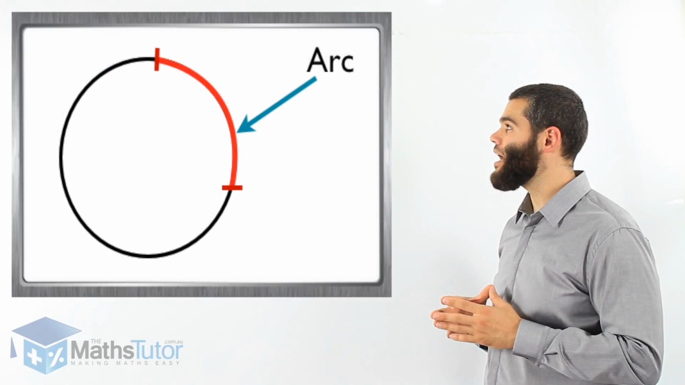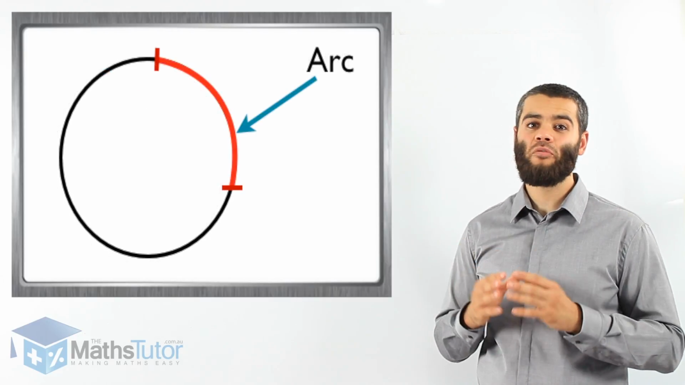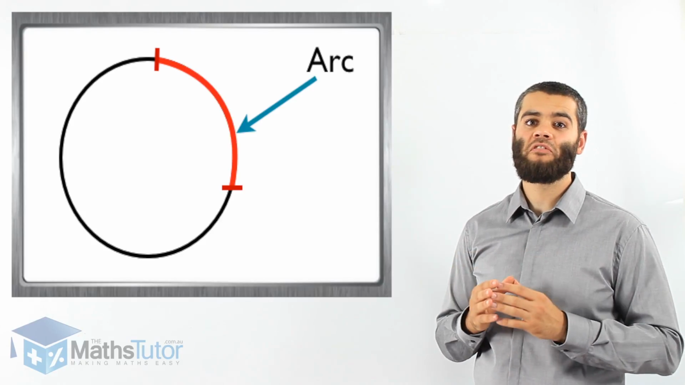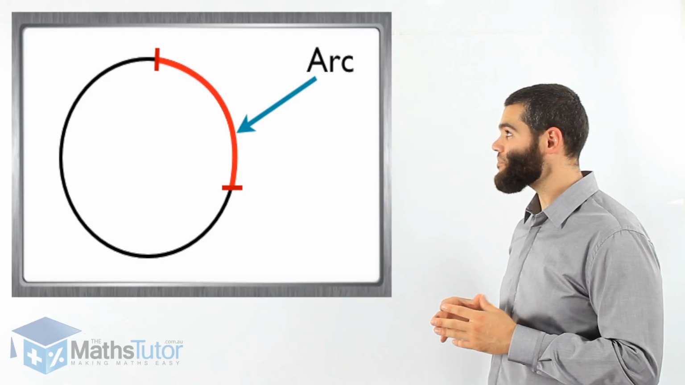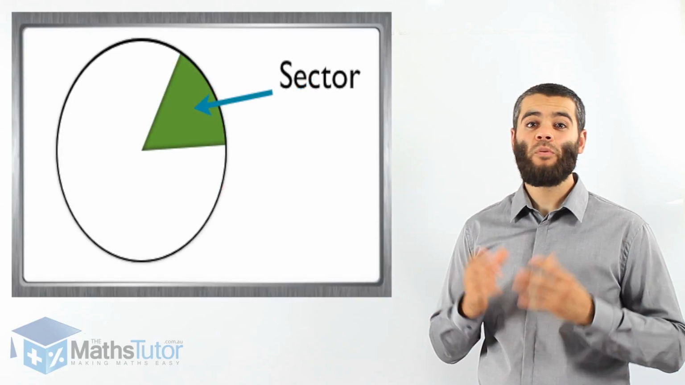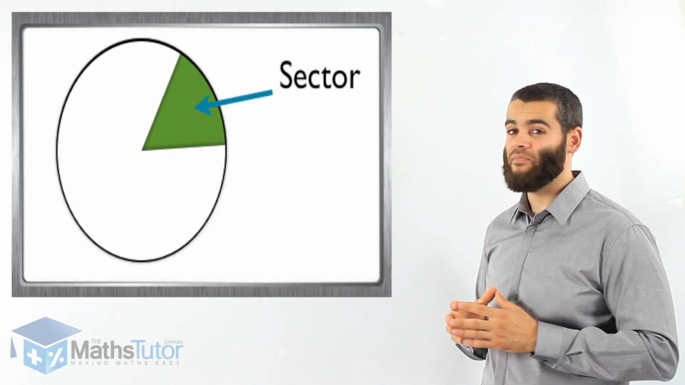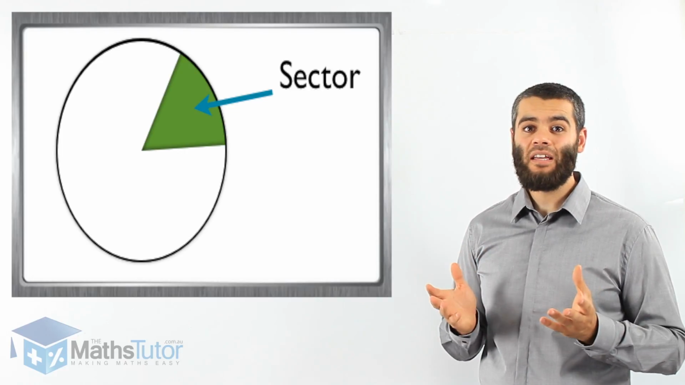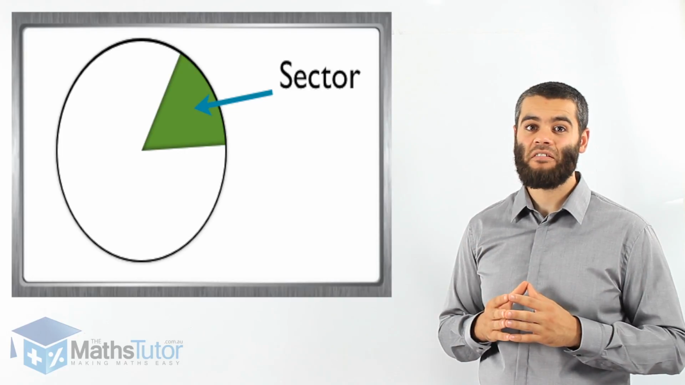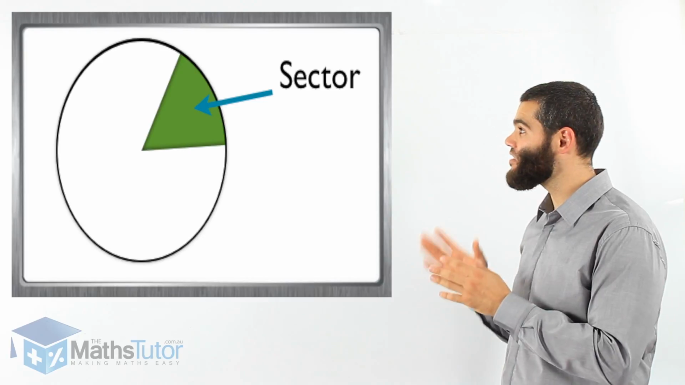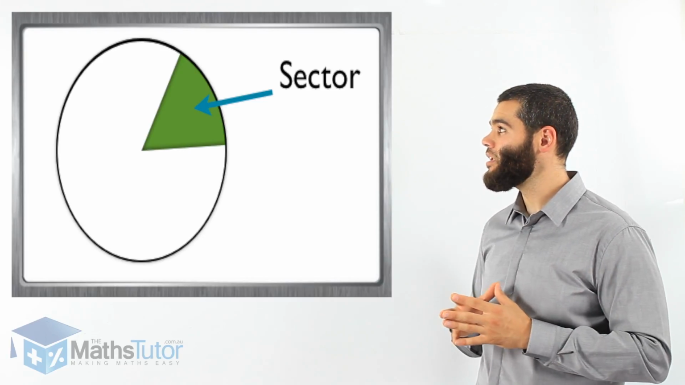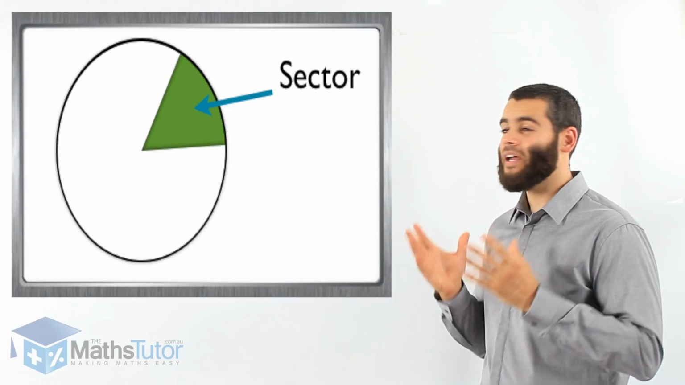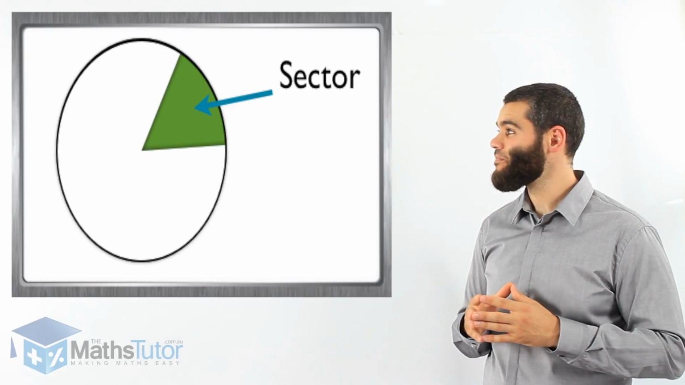Then we have an arc. An arc is part of a circle. So it's a portion of the circle, but not the total circle, as you can see marked in red. And now we have what we call the sector. The sector is like a pizza slice. So it's very important to know that a sector looks like a pizza slice. There it is, marked in green. Remember that all the time.